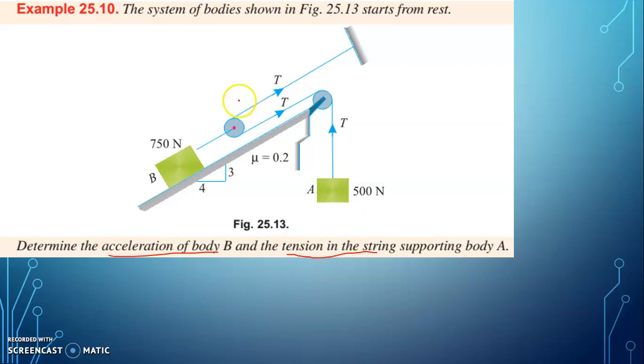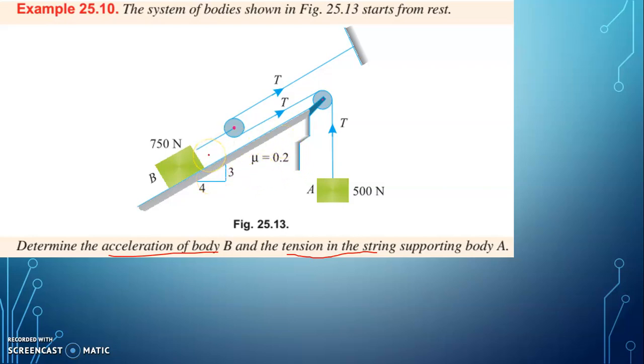Compared to the previous question, there is one change. In the previous question, we had two strings on the right side and only one string on the left side, and the angle was given as 30 degrees. Now the slope is given as 4 by 3. If the slope is given, you can calculate the angle by using the equation tan theta is equal to opposite side by adjacent side. From that you can obtain the value of theta, and mu is given.